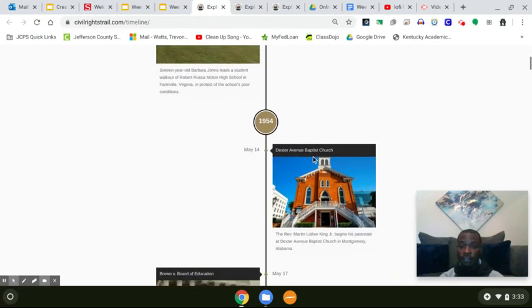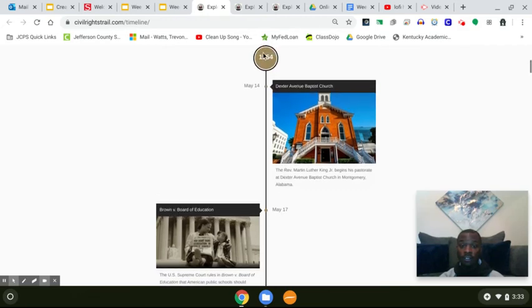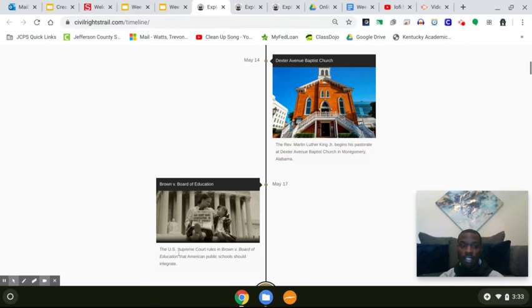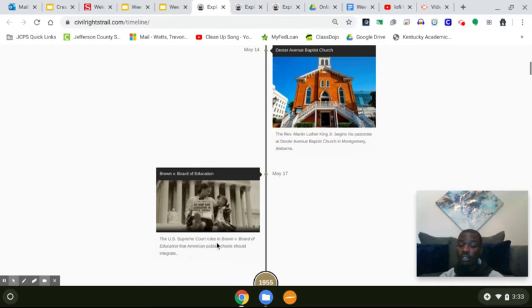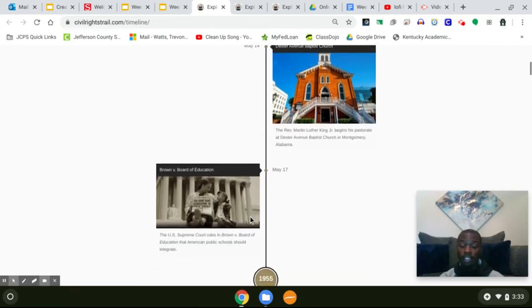1954, Dexter Avenue Baptist Church. Brown versus Board of Education, May 17th. Still in the year of 1954, but it was on May 17th. The Supreme Court rules in Brown versus Board of Education that American public schools should be integrated. So that's where we got integrated. Remember, we were segregated at first, but on May 17th, 1954, we became integrated.